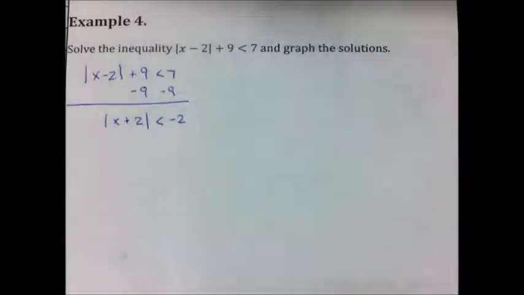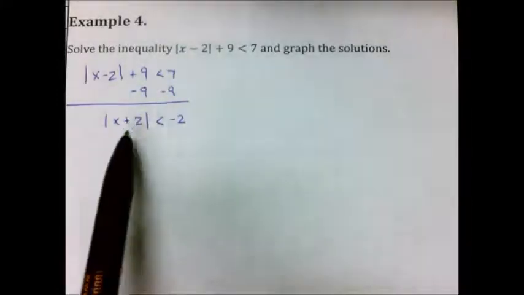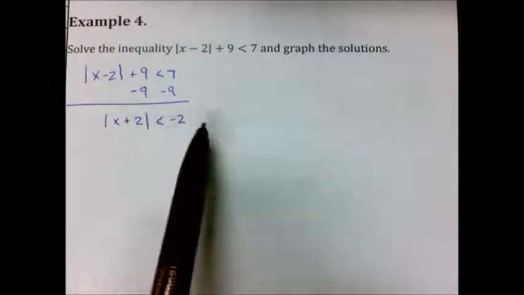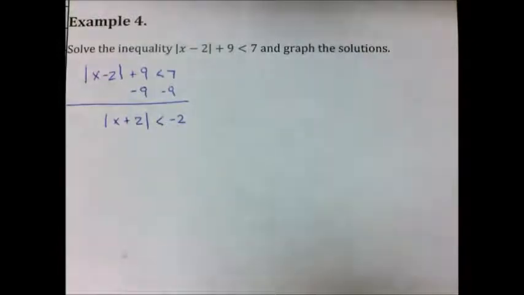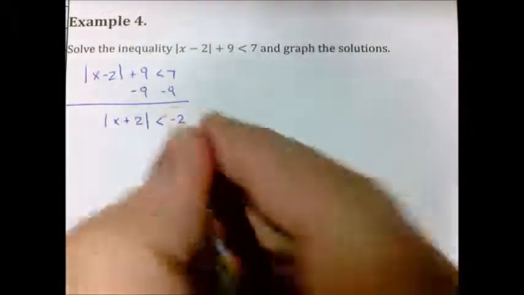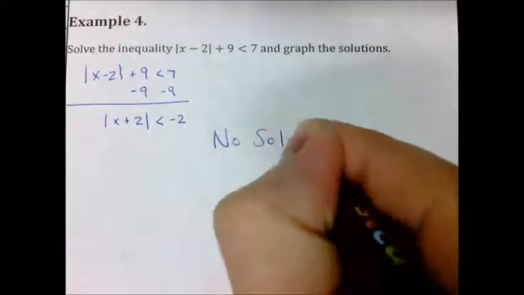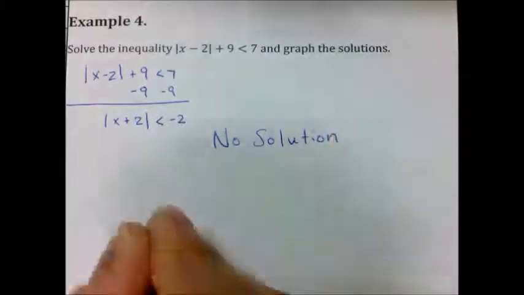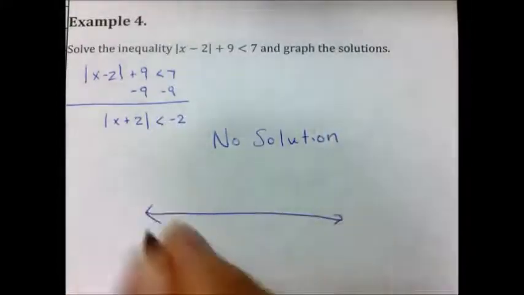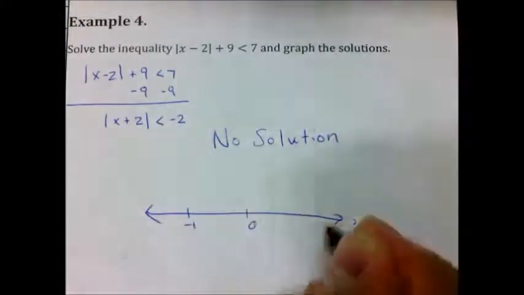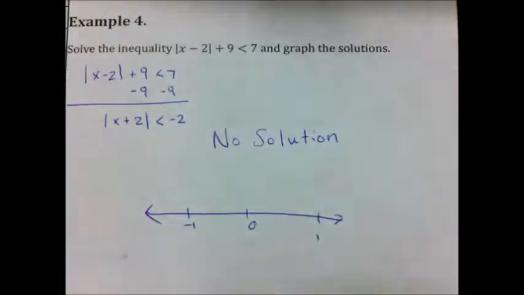But what we know again about the absolute value is that absolute value has to be positive. And it could never be less than a negative number. It could never be a negative number. And so what that means is that this solution is no solution. Your graph in this case you wouldn't do anything for, because there are no values that would make this true.